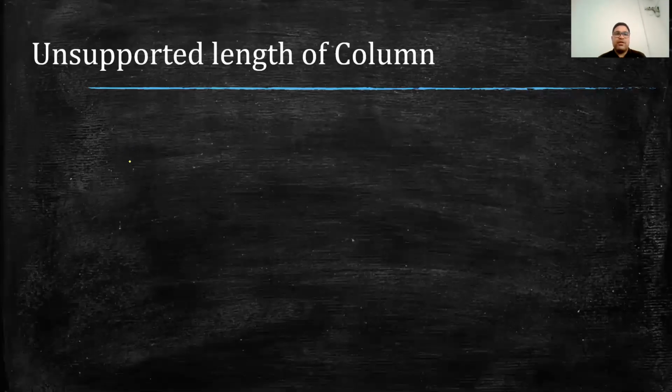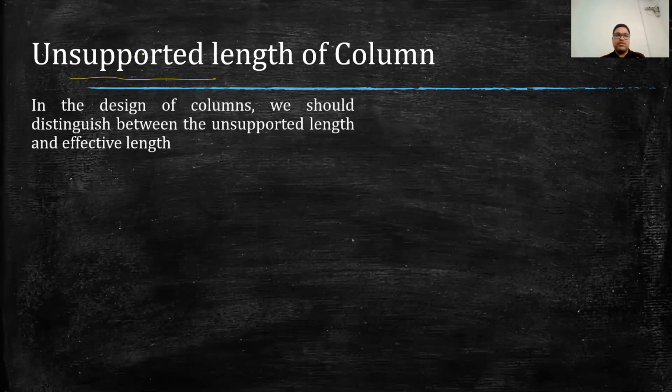Hello, welcome back. So now in this part, we will discuss some more concepts of column. So first we will discuss what is unsupported length of column. Now this understanding of unsupported length and then effective length is very important because it is being used in calculating the slenderness ratio. And slenderness ratio is used to classify the column as short or long column. So first we will see what is unsupported length.